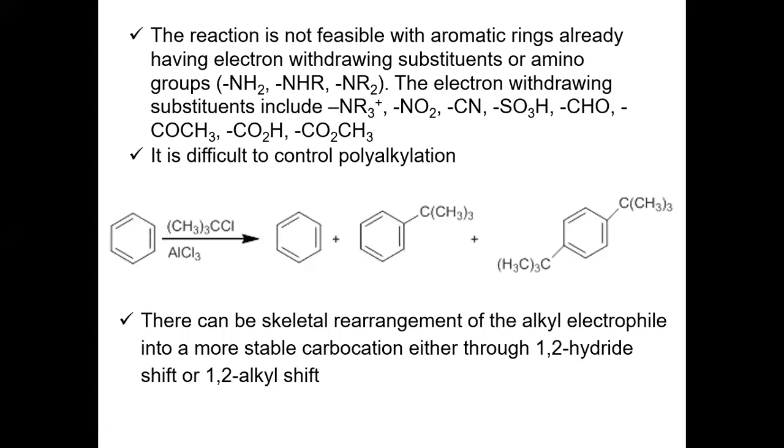So we're talking about limitations, right? And then we are saying that there can be skeletal rearrangement of the alkyl electrophile into a more stable carbocation, either through 1,2 hydride shift or 1,2 alkyl shift. So always after the Lewis acid has done its work of forming the carbocation, the next thing is that the compound will ask itself, can I move just one atom to produce a more stable carbocation? If that is possible, then it will move.